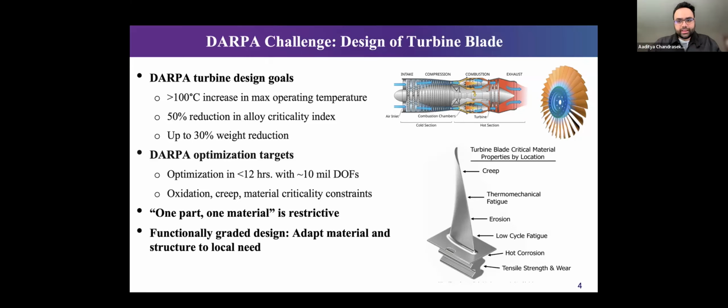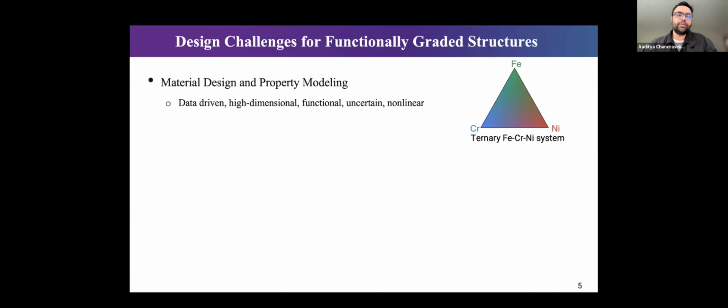And the key idea that they have been pushing on is that one material for your design is too restrictive. The design requirements are so high that you really can't do it with a single material. And that's the motivation to go for something like a functionally graded design, where you change the composition locally depending on your need. But it's a harder problem to build the cat, so to speak.